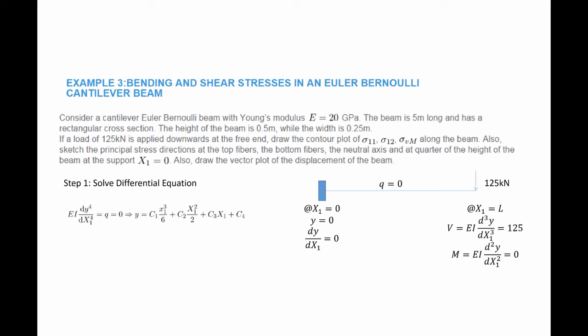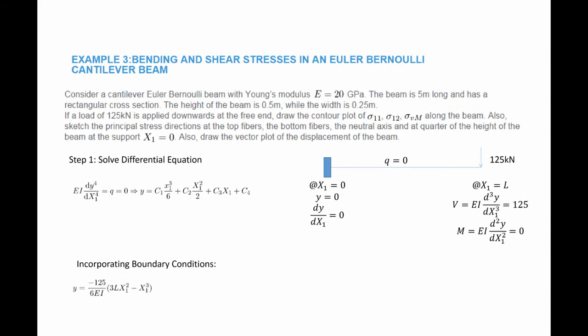To find these constants, I need to use the boundary conditions given in the problem. Right on this end, the displacement is 0 and the rotation is 0. And on the other end, the shear is given by EI d^3y/dx1^3, which is 125, and the moment is given as 0. Incorporating those boundary conditions, we get that the displacement is equal to negative 125 divided by 6EI multiplied by 3L x1 squared minus x1 cubed.